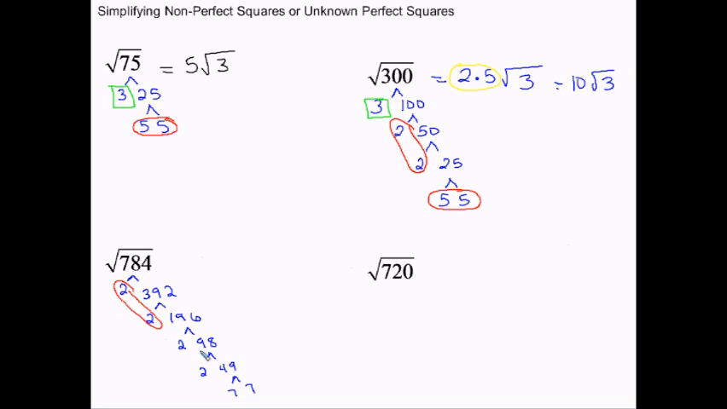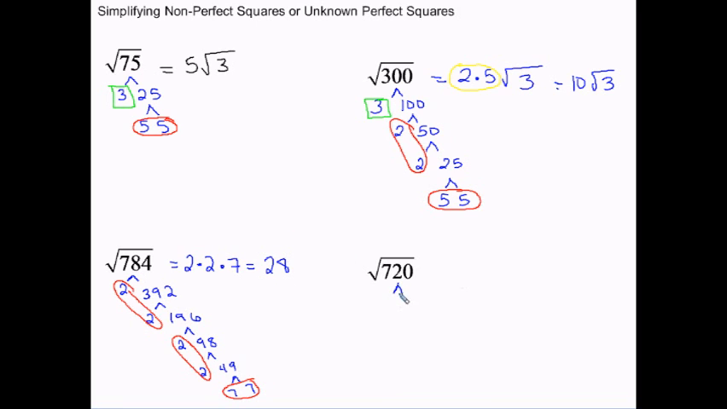I have 1 pair of 2s, I have 2 pairs of 2s, and I have 1 pair of 7s, and you'll see that there's nothing left over. Everything matches up, so everything gets to go out, and my final answer for this is 2 times 2, 1 2 from the first pair, 1 2 from the second pair, and a 7. So I have 2 times 2 is 4 times 7 is 28. So 784 is a perfect square. It is 28 squared, so the square root is 28.